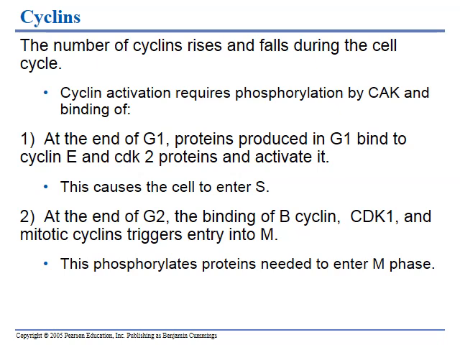That causes the cell to enter the S phase. Yes, I know you're writing all of this down. At the end of the G2, the binding of the B cyclin, okay, cyclin-dependent kinase 1, so CDK is just cyclin-dependent kinase, and the mitotic cyclins trigger entry into M, which is mitosis. This phosphorylates proteins needed to enter the M phase. So it all depends on the cyclin.